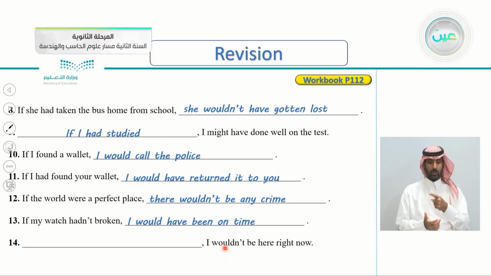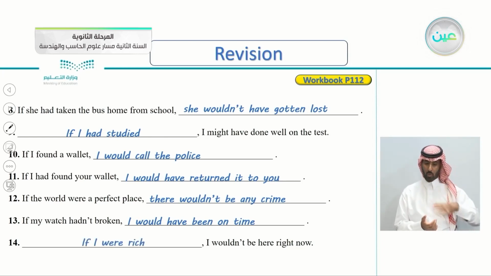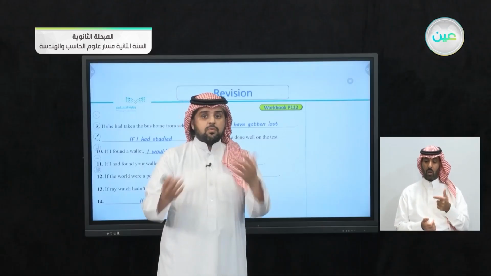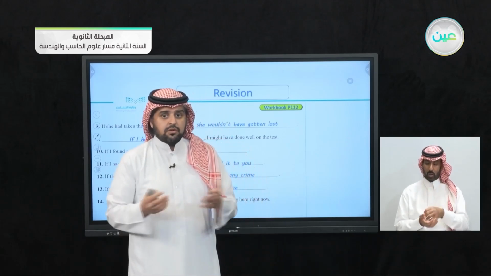14, I wouldn't be here right now. So what's the if clause here? That's the result, you being there. The hypothetical, you not being there. So let's see one of the answers. If I were rich, I wouldn't be here right now, for example, working in a clothing store or any place else.